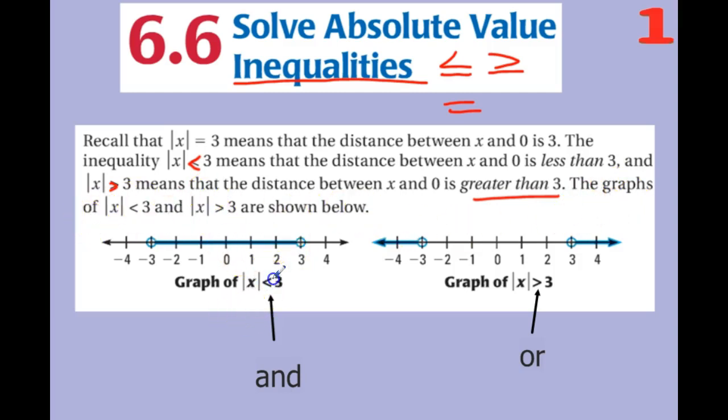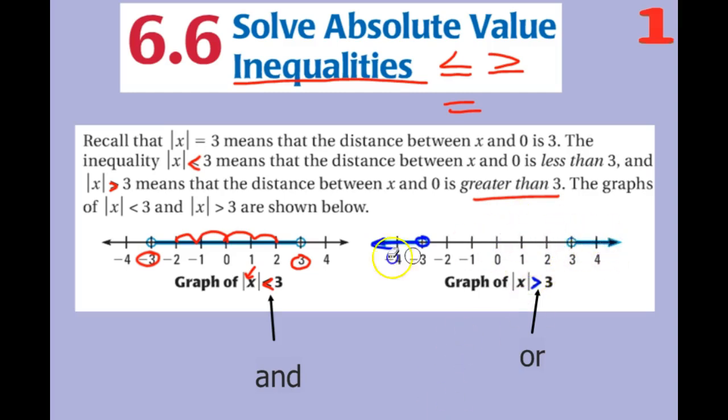So with less than, what we could put in here is a -3 or a +3. Whatever comes out, the distance between those numbers and 0 is less than 3. Over here, same thing, but the distance is greater than 3. There's no equal to, so these are both open circles. Greater than 3: the distance between 4 and 0 is 4, which is greater than 3.